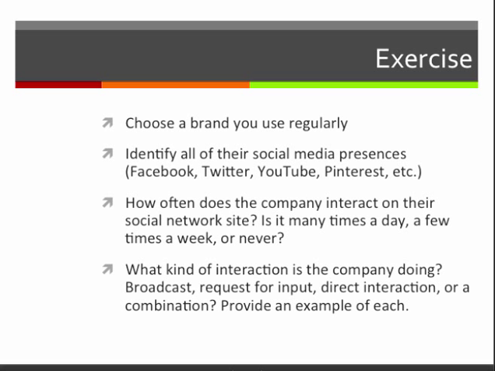So if you think back to the public sector use of social media, we talked about broadcast, request for input, or direct interaction and communication. The same kind of analysis can be used for understanding businesses. So which kind of interaction are they doing, or is it a combination of those? And think about an example of each one. And this will help you start thinking about if this company is actually doing a good job with social media, or if it's become kind of a default presence that they feel like they have to have, but they're not leveraging in a really effective way.